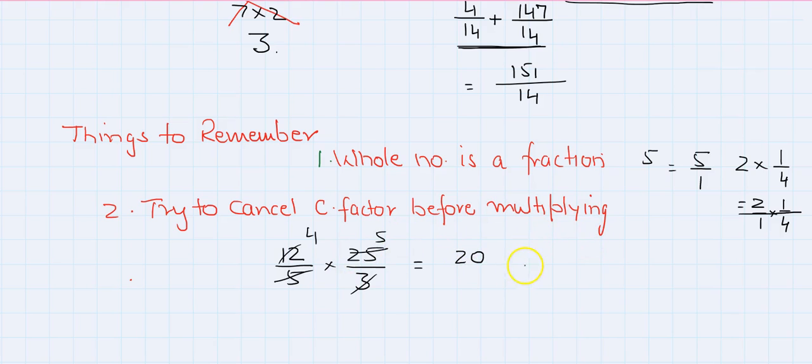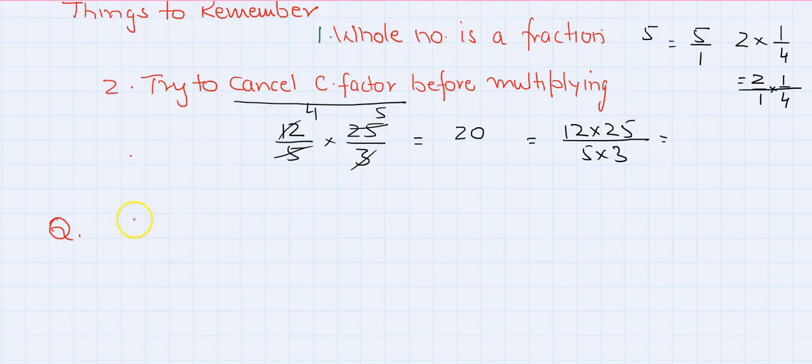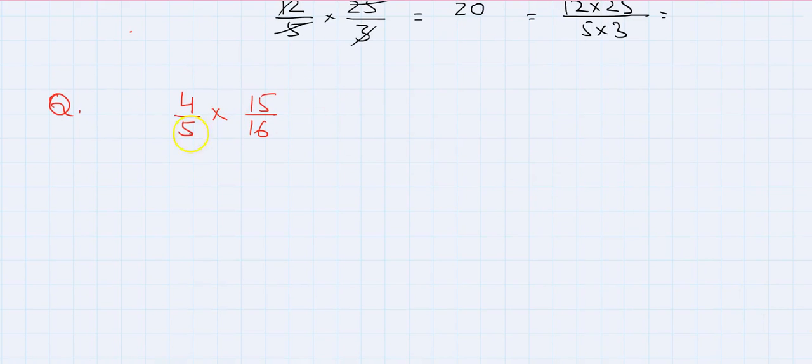It's easy. Rather than multiplying 12 by 25 and then multiplying 5 by 3, and after multiplication doing the factorization, which is a very tedious and long method. So better you cancel the common factor from the fractions. Let's take a question. For example, the question is multiply 4 over 5 by 15 over 16. Now to solve this question, it's easy if we factorize it.